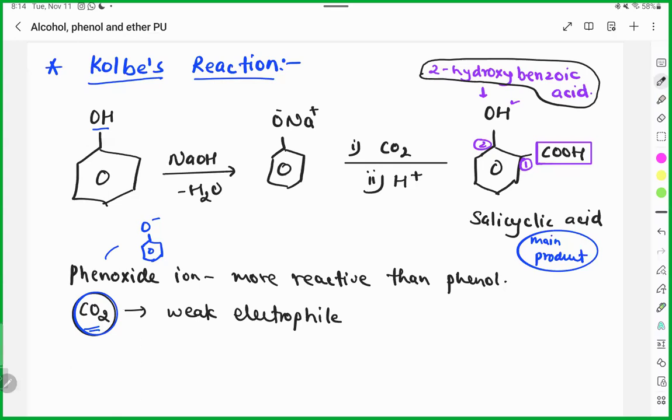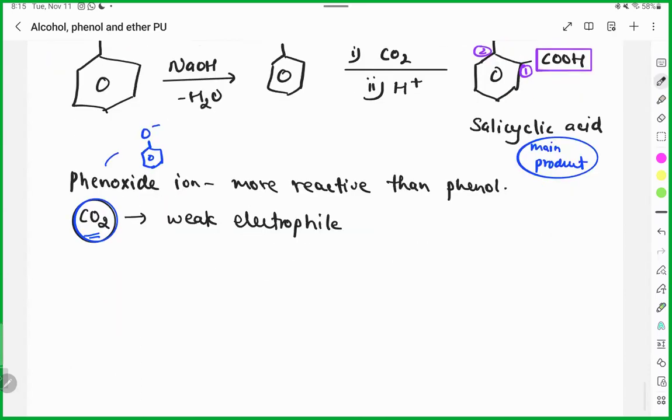So Kolbe is easy. Kolbe: coal, what is coal? Carbon. We will do one thing. At the end of the organic chemistry, I will give you a short PDF of all the named reactions, which are really important for the exam. And we will write them 3-4 times, so you cannot miss any.